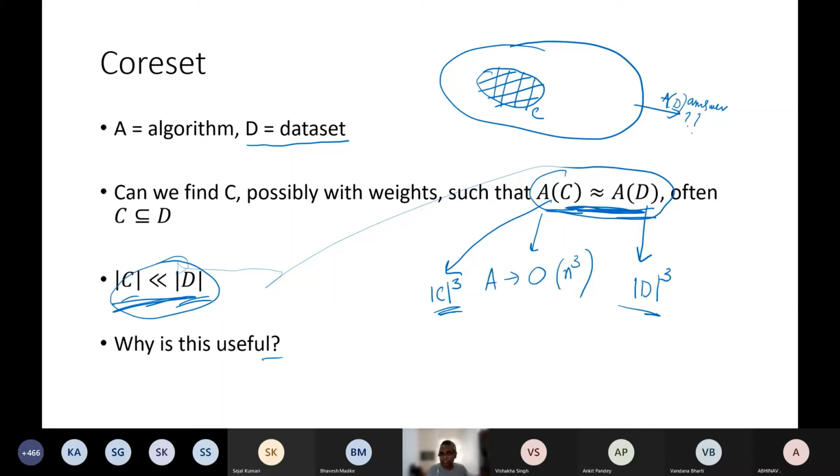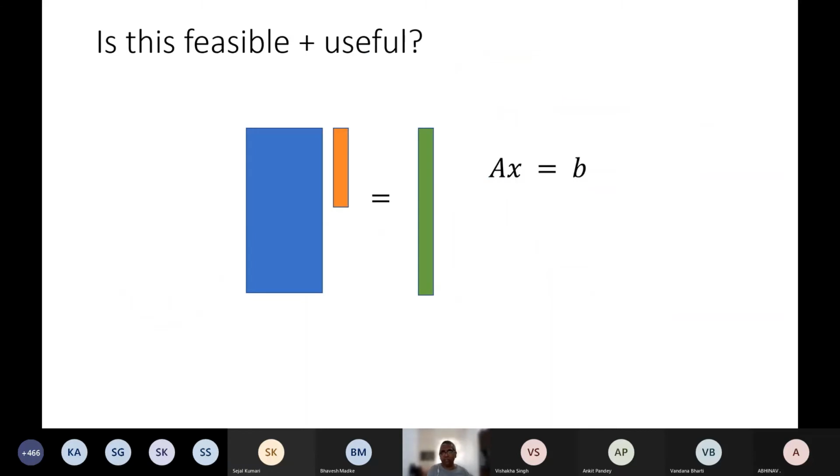Sometimes that is enough, because in most data mining and data analysis questions, you don't really need an exact solution. So this is why this is useful, and we'll come to more. So I'll start with simple examples.